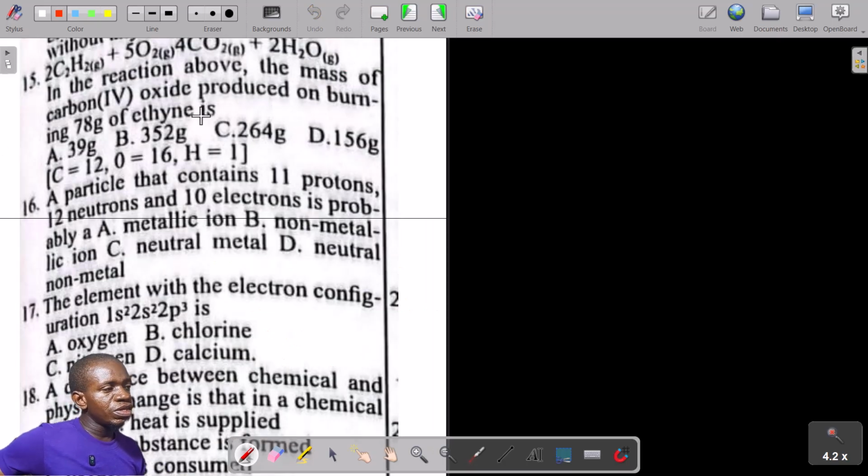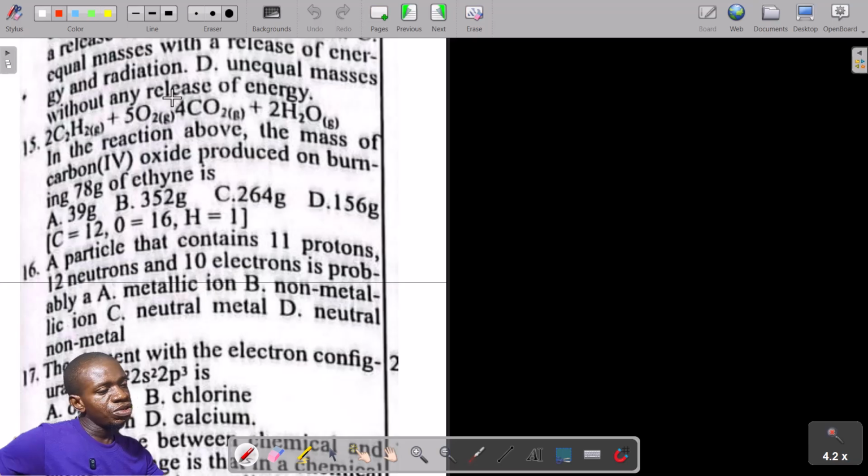All right, so the next question says, you are given this equation. Let's see this equation properly. The equation says 2C2H2 plus 5O2 to give you 4CO2 plus 2 moles of water. So we have ethane combining with oxygen to give you 4 moles of carbon dioxide and 2 moles of water vapor. So in this reaction, what happened now? They said in the reaction above, we are looking for mass. Please pay attention to see where I'm going to solve it. The mass of carbon dioxide, okay, they measured carbon dioxide produced on burning 78 grams of ethane.